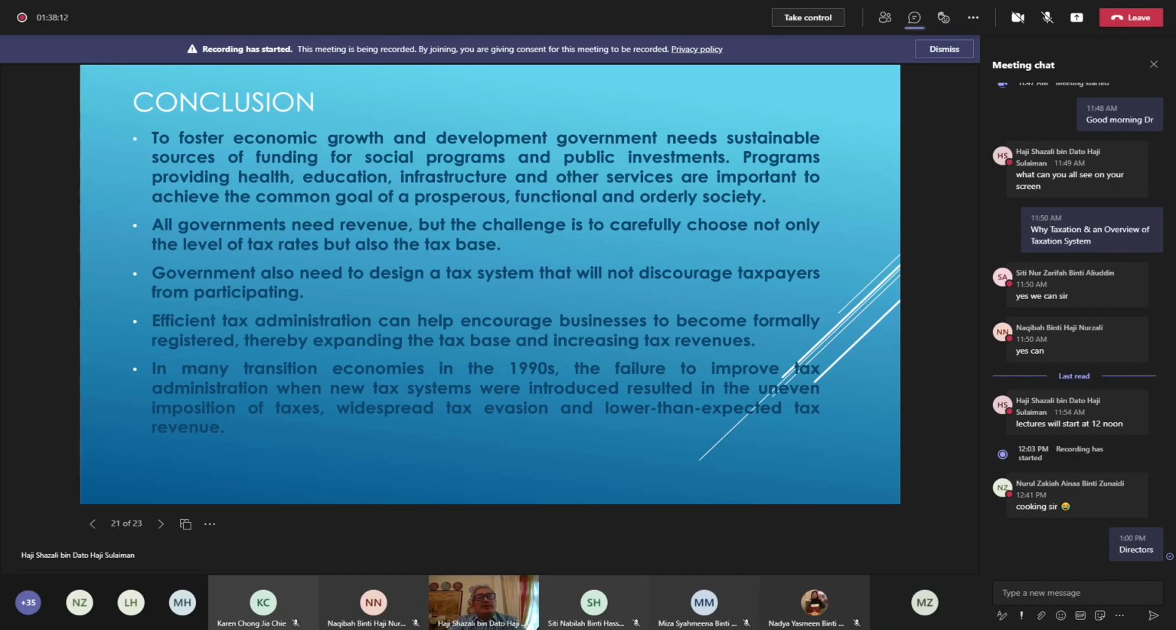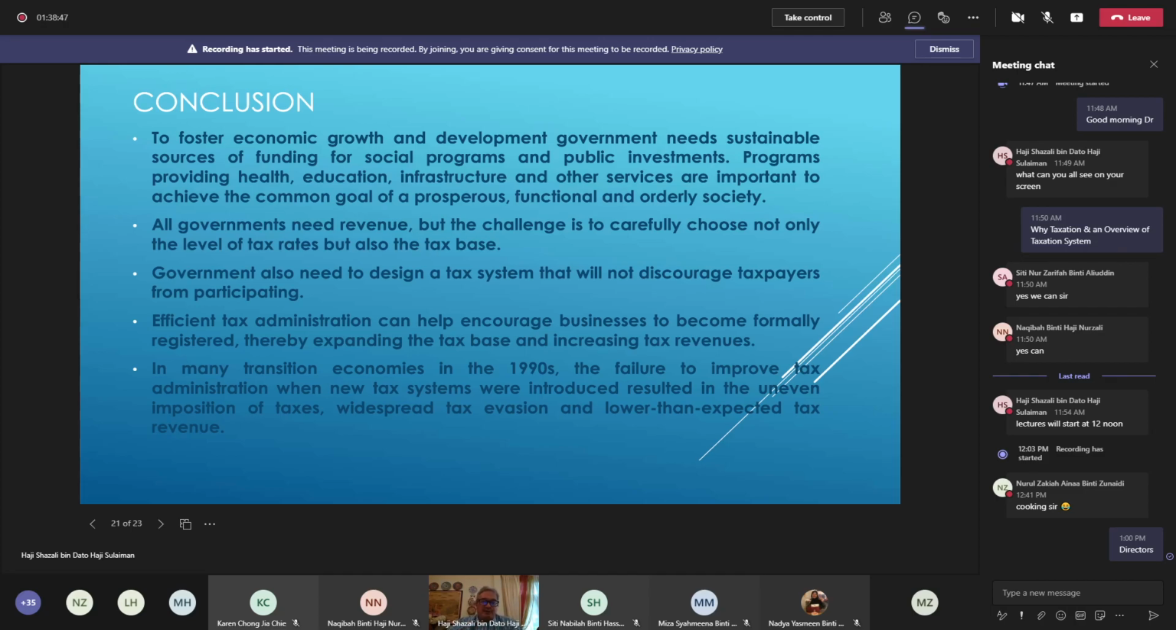In many transition economies in the 1990s, the failure to improve tax administration when the new system was introduced resulted in the uneven imposition of tax, widespread tax evasion, and lower than expected tax revenue. So it is very important that when a new tax is implemented, or as an assessment of the current tax system, there has to be a proper transitional process. When Malaysia decided to implement GST, it took 5 years to implement.